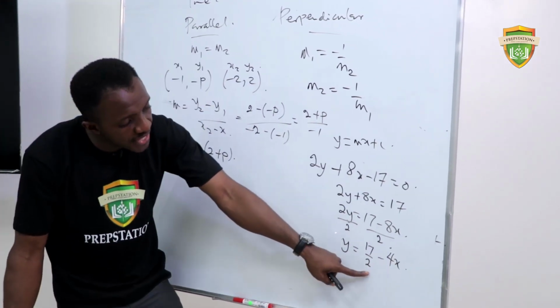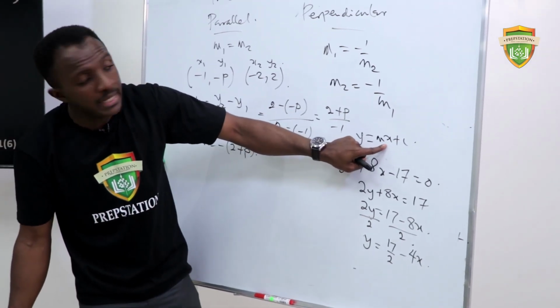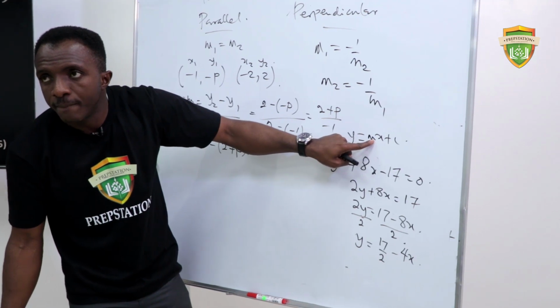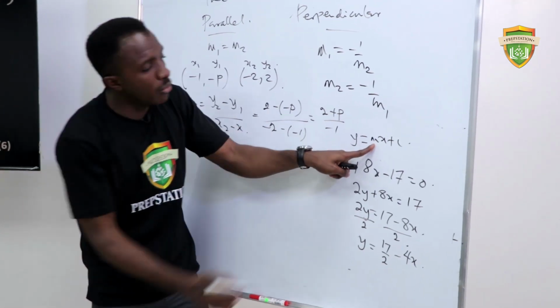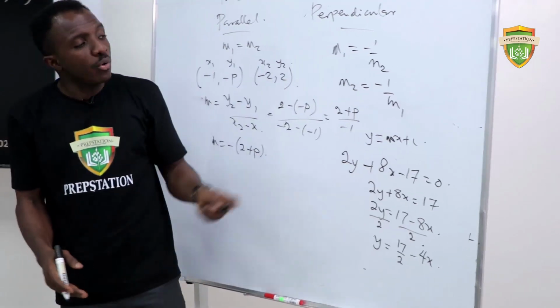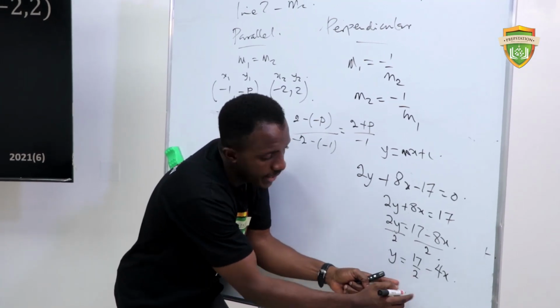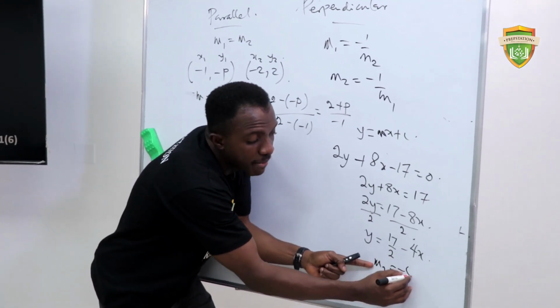So if you compare this with this, notice that m here is the gradient of the line. And this, if you look at that very well, is the coefficient of x. What is the coefficient of x here? The coefficient of x here is minus 4.